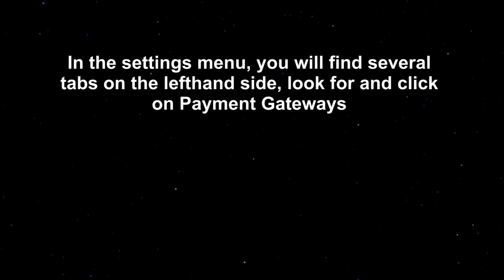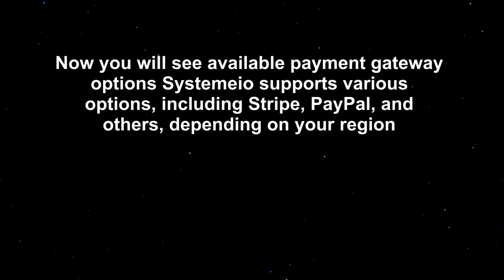In the Settings menu, you will find several tabs on the left-hand side. Look for and click on Payment Gateways. Now you will see available payment gateway options. KevinHowTo supports various options, including Stripe, PayPal, and others, depending on your region.